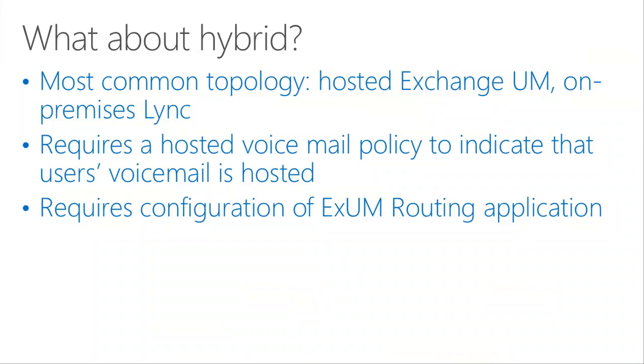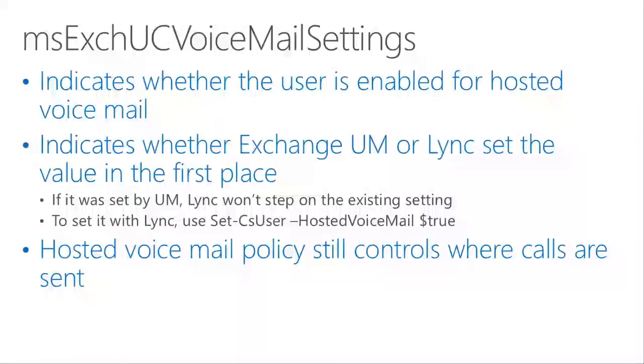So this requires a couple of things that you may not have thought of or that you may not have run across in on-premises deployments. The big one is that you have to have what Lync calls a hosted voicemail policy. This is just an object that tells Lync that voicemail calls should be routed to some external organization. Now, to make that work, there's also an application. Remember, I mentioned the Exchange routing app that runs as part of Lync 2013. You have to also spend a little tiny bit of time configuring that. But before you can do that, we have to discuss the value of this msExchUCVoiceMailSettings attribute. What a great name, right? They should just throw Pro in there and we'd be all set.